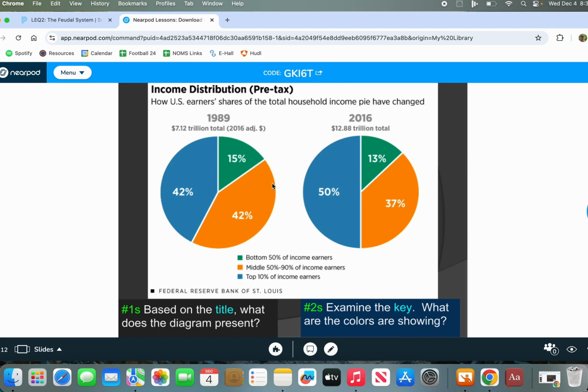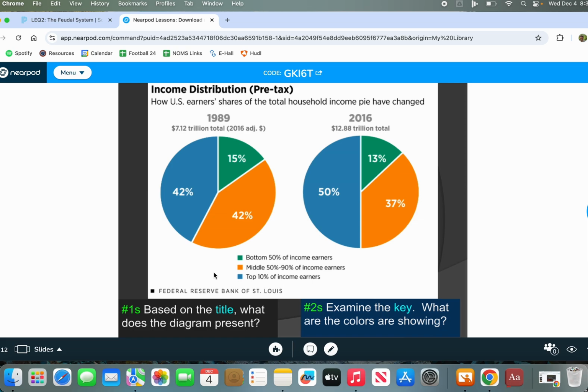Okay? The first thing that we should be looking at is the title. The title is Income Distribution, pre-tax. While I don't necessarily need you to know this, just know it's how much people are making, their income, their salaries. So, how U.S. earners' shares of the total household income pie have changed. This is the changing of the pie chart. After we see the pie chart, the first thing you need to look at is the legend. We've been talking about this for a while.